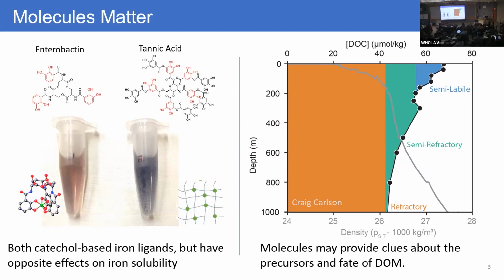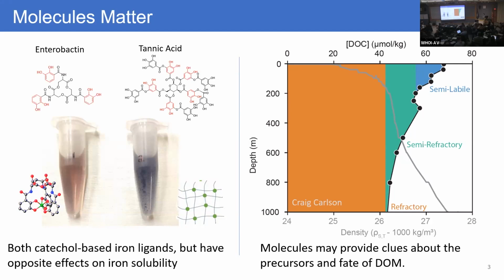Molecules can also provide clues about the fate and precursors of organic matter. This is a depth profile showing dissolved organic carbon concentrations from the Bermuda Atlantic Time-series. You have high concentrations at the surface and lower concentrations at depth. And many decades of work by Dennis Hansell and Craig Carlson and others have shown that in the surface, we have some fraction of organic carbon that is indicative of a semi-labile component that turns over on the order of weeks to months.